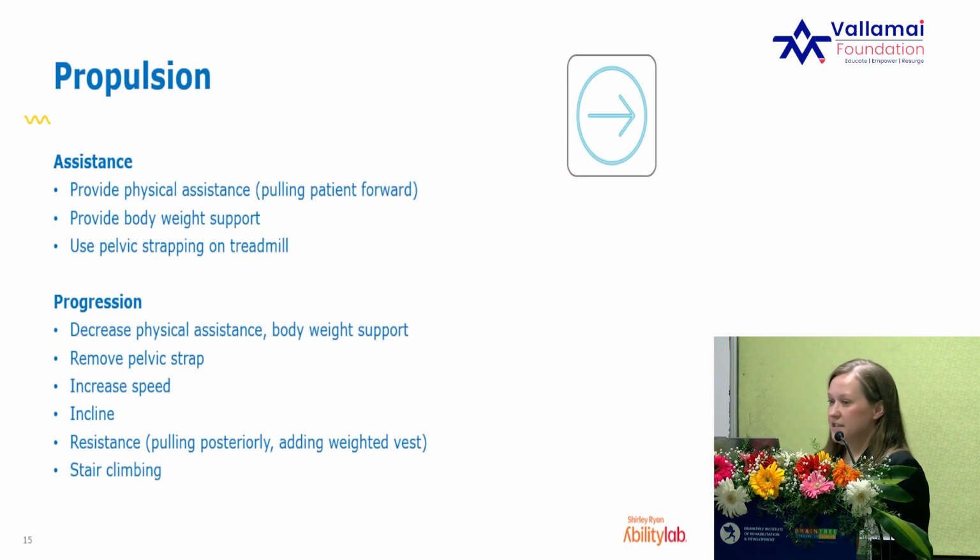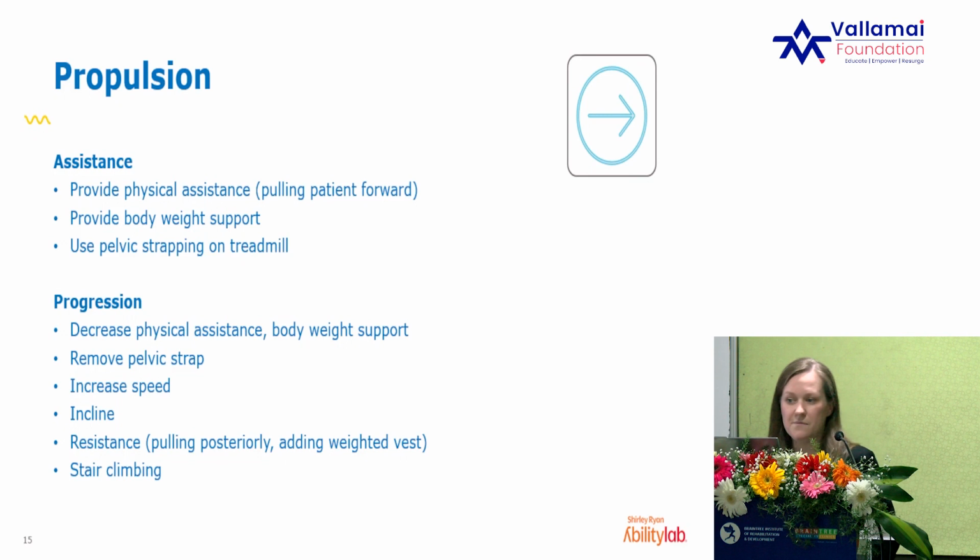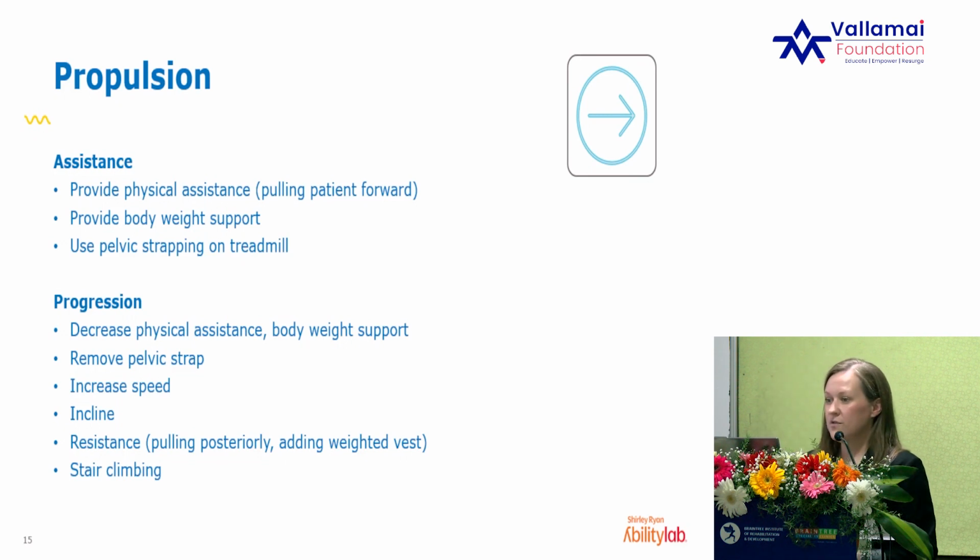So for propulsion, this is again the component that is responsible for forward momentum. This is largely driven by the effective push-off of your trailing limb. But when this is impaired, we can initially support forward momentum by reducing load or assisting forward translation. As the patient's ability to achieve this improves, you can then shift your focus to progressively increasing the demand by removing assistance and adding speed, incline, or resistance. You will then be challenging force production and driving more powerful, efficient forward progression.